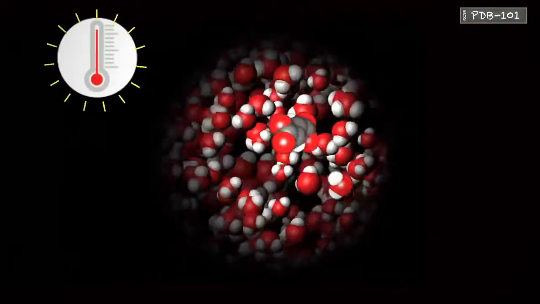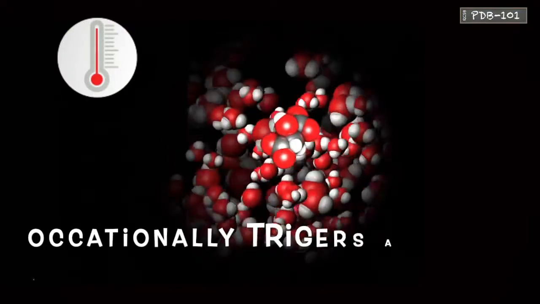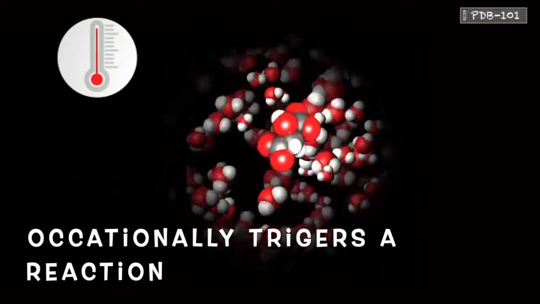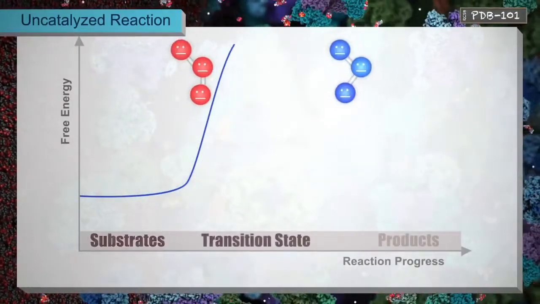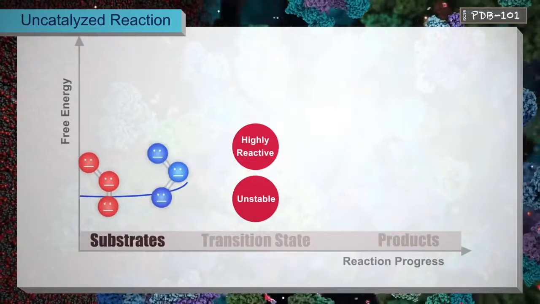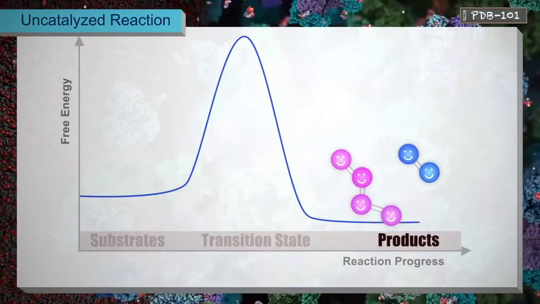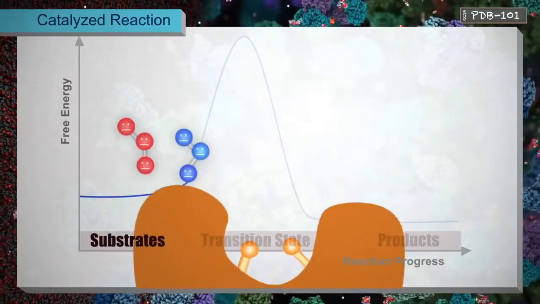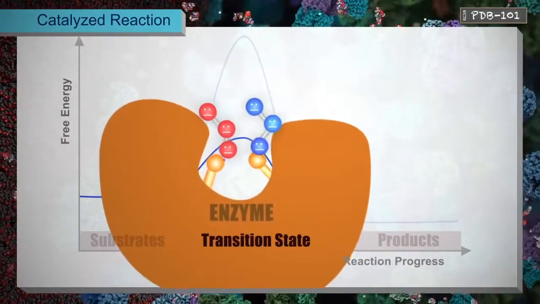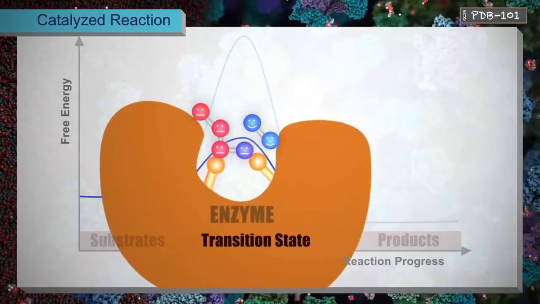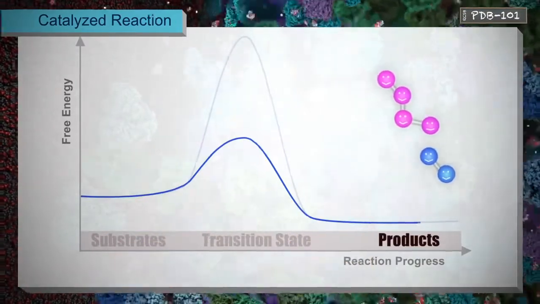To speed up a reaction in the absence of enzyme, additional energy would need to be provided as heat, which jostles the substrates and occasionally provides enough energy to trigger a reaction. In the course of most reactions, an unstable and highly energetic transition state is formed as the substrates are transformed into products. An enzyme acts as a template for the reaction, binding to its substrate and holding it in the proper position to form the product. An enzyme also surrounds its substrate with reactive groups that stabilize the transition state, making it easier for the reaction to occur.